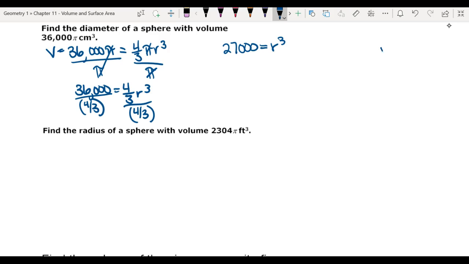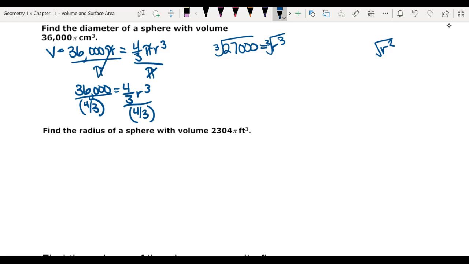Now, if we had r squared, how do we get rid of a square? What do we do to each side? We square root, right? To get rid of a squared, you square root. To get rid of a third power, or a cubed is what we call it, you cube root, meaning that you put a square root with a little 3 in front of it. And that's called a cube root.